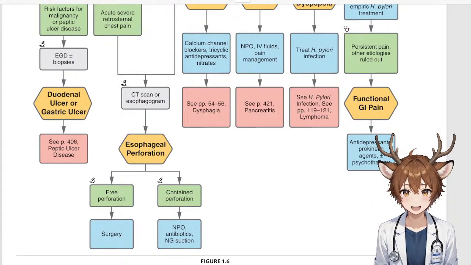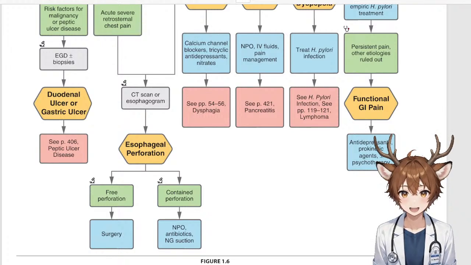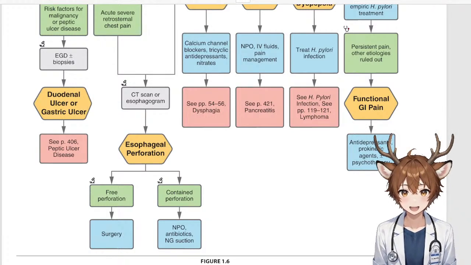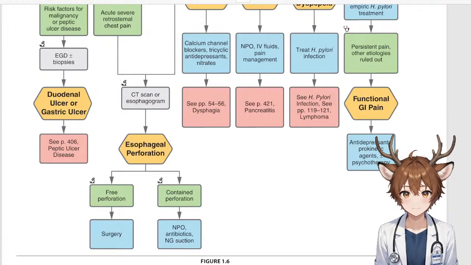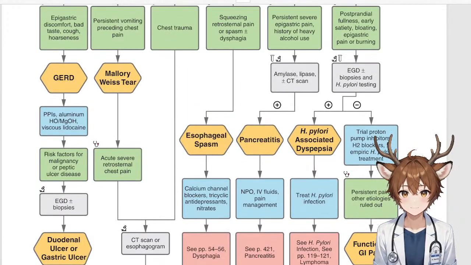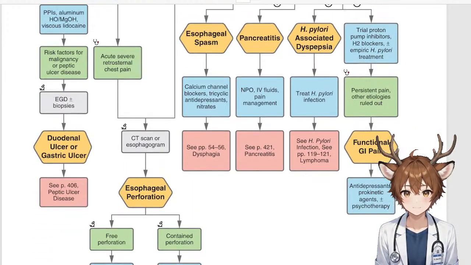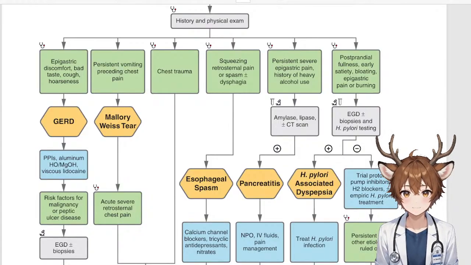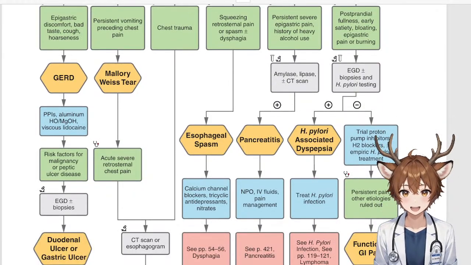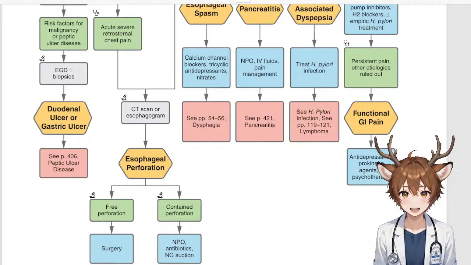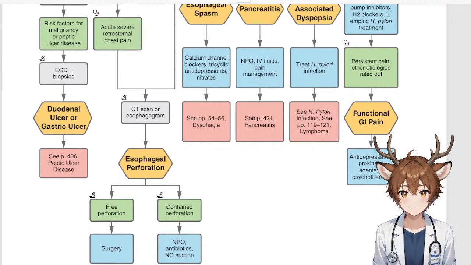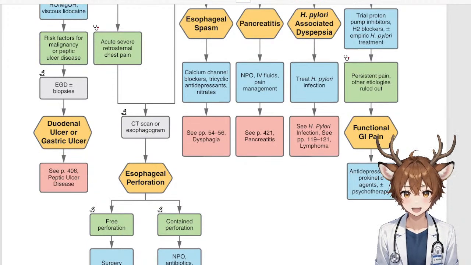We can talk about testing, which gives free perforation or contained perforation. If it's free perforation, do surgery. If it's contained perforation, go for NPO, do not eat food, right? NPO, antibiotics, nasogastric suction. If it's contained. If it's not, go for surgery. Chest trauma is similar. Let's say we have chest trauma, do a CT scan or esophagram. Again, esophageal perforation. Again, if it's contained, NPO, antibiotics, nasogastric suction. If it's free perforation, surgery.